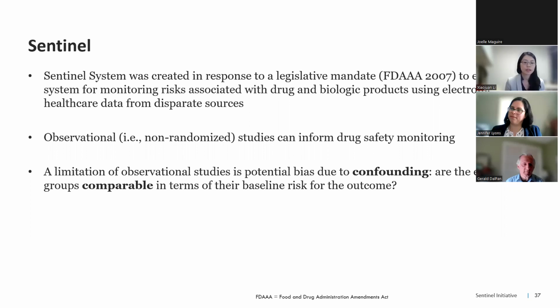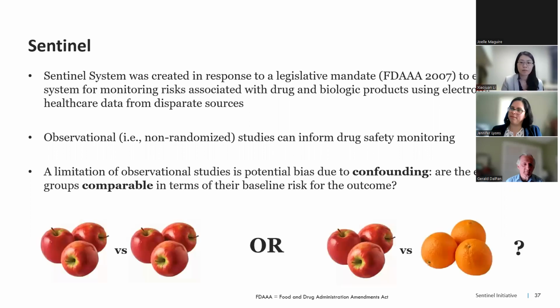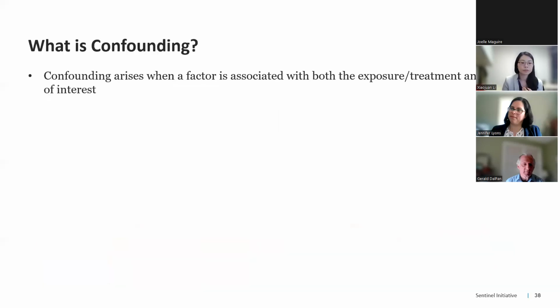However, observational studies do not have the benefit of randomization to allocate by chance the risk factors for an outcome of interest. So the exposure groups may have different baseline risks for the outcome, making it more of an apples to oranges comparison instead of an apples to apples comparison, and leading to the so-called confounding bias.